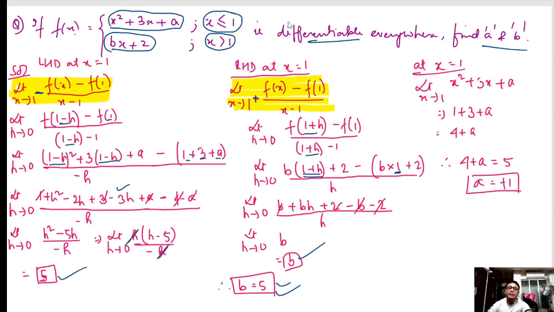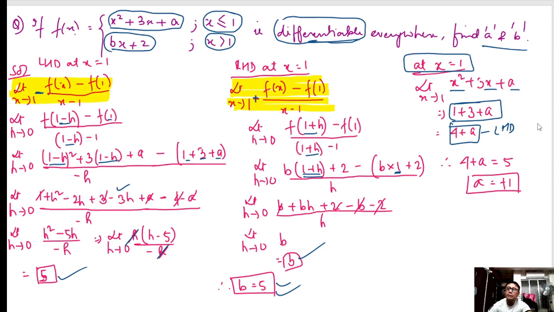Now if it is differentiable, it is continuous also. That means at x equal to 1 also it exists. So at x equal to 1 we will choose this function, put x as 1. Its value should also be equal to the left hand limit or the right hand limit, any one of them. So choosing the left hand one, 4 plus a equal to 5, a equal to 1.